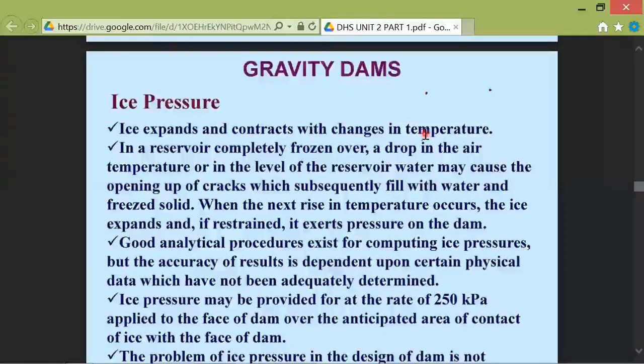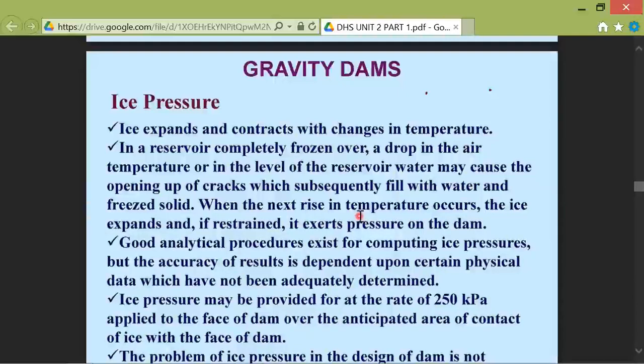If you increase the temperature more, then the ice will melt. In a reservoir completely frozen over, a drop in the air temperature or in the level of the reservoir water may cause the opening up of cracks, which subsequently fill with water and freeze solid. When the next rise in temperature occurs, the ice expands, and if restrained, it exerts pressure on the dam. So what is given here? If you increase the temperature, then ice will expand and ice will cause pressure on the dam.